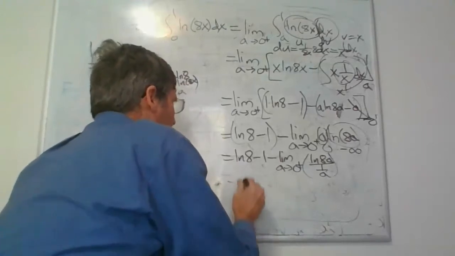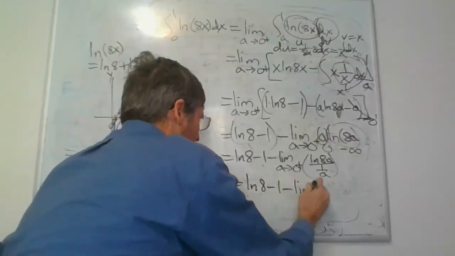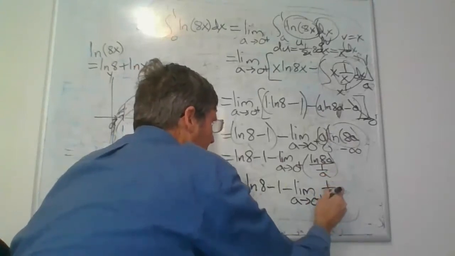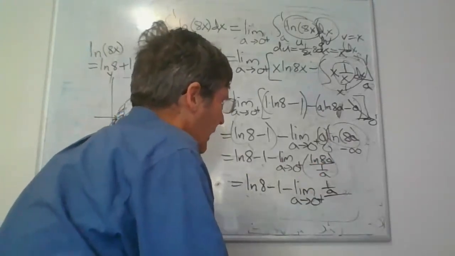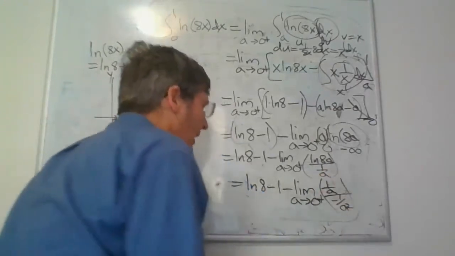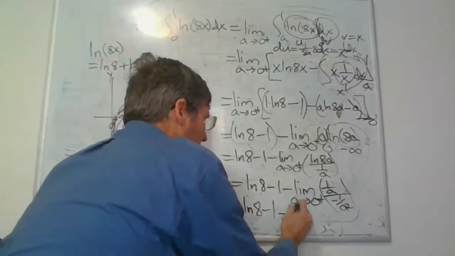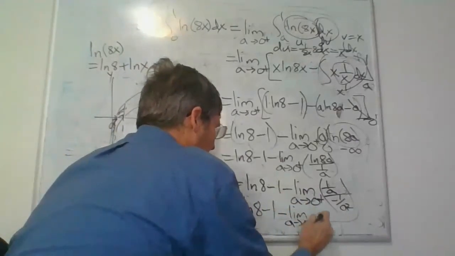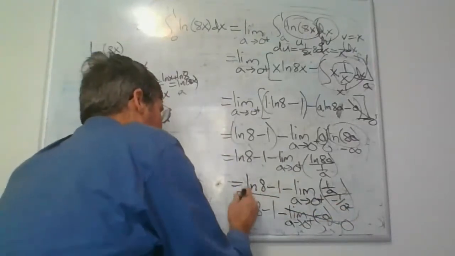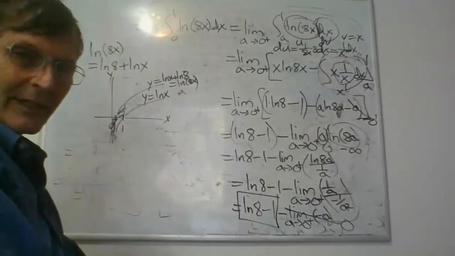The limit of the quotient is equal to the limit of the quotient of the derivatives, right? So this is the limit as a goes to 0 from the right of the derivative of ln 8a, which is 1 over a, over the derivative of 1 over a, which is minus 1 over a squared, and L'Hopital's rule says that's the same limit. This is ln 8 minus 1 minus the limit as a goes to 0 from the right of minus a. That's easy. The limit of minus a is 0. So evidently the answer is natural log of 8 minus 1 for this one. But still have to work at it.